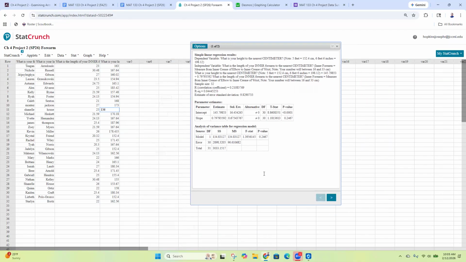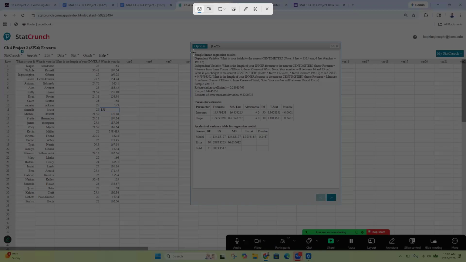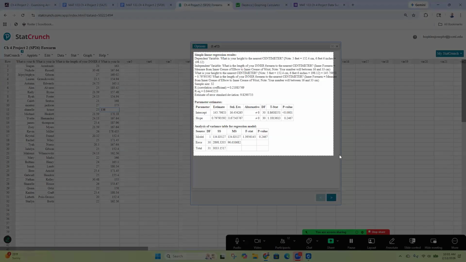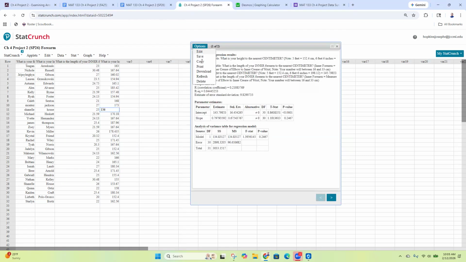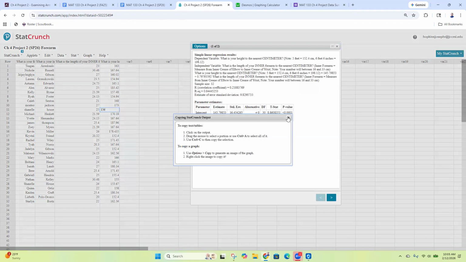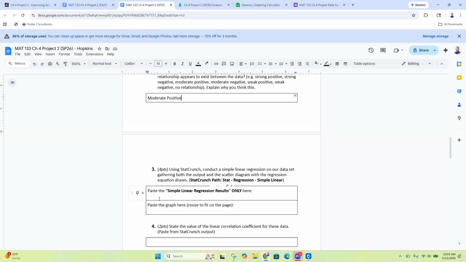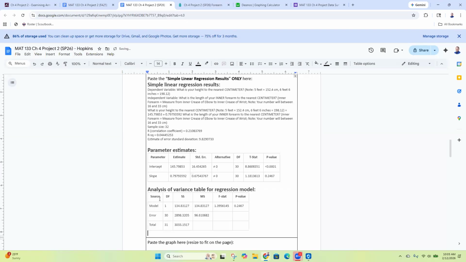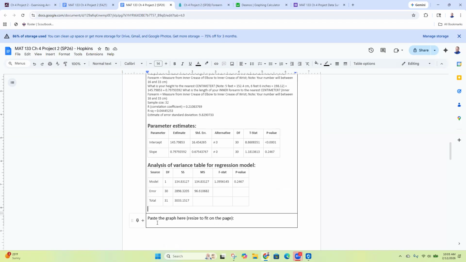The first thing I need is this box. So I'll copy this. I believe if you just do option copy, oh no. I believe you could also just click and drag like this and that'll work too. You don't necessarily have to get a screenshot of it. Let's see what it looks like if I paste the actual info. Yeah, this looks fine. And then paste the graph.